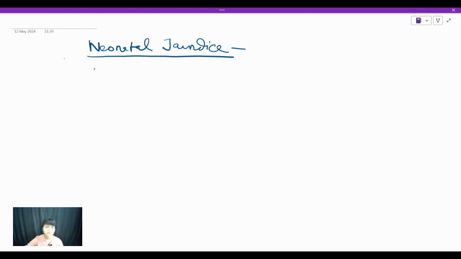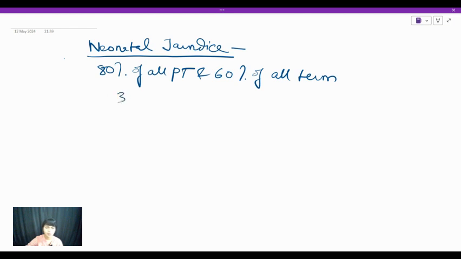So, as you know, students, neonatal jaundice is the most common cause of morbidity in the first week of life, right? And 80% of all preterm babies and 60% of all term babies have neonatal jaundice. Most of them are definitely physiological and very rare, only 3 to 5%, are pathological, right? And what is neonatal jaundice or neonatal hyperbilirubinemia, students?